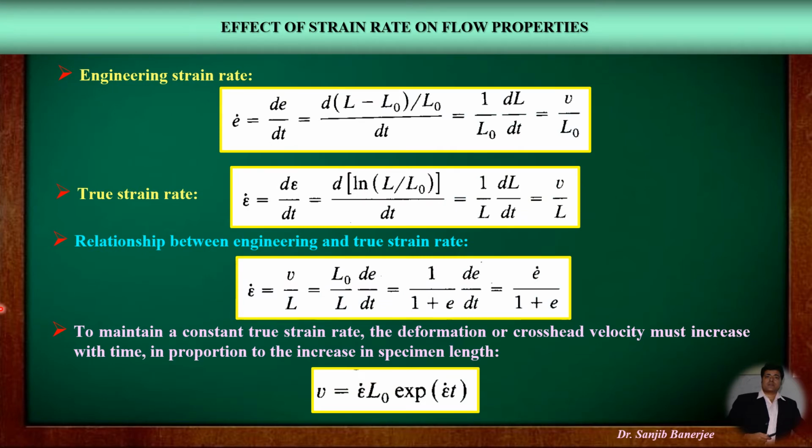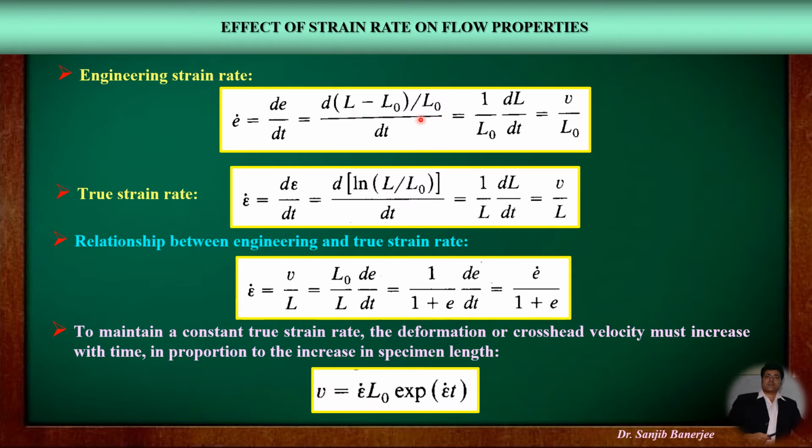As in the earlier sections, we have learned about the engineering and true stress and strain values. Now, the strain rate can also be engineering and true. Firstly, the engineering strain rate. The engineering strain rate, which is denoted by E dot, is equal to dE by dt, that is the change in engineering strain with respect to time. Now, the engineering strain E is equal to L minus L naught by L naught, where L naught is the initial length of the specimen and L is the actual or the instantaneous length of the specimen.